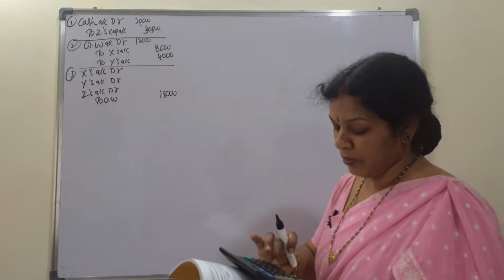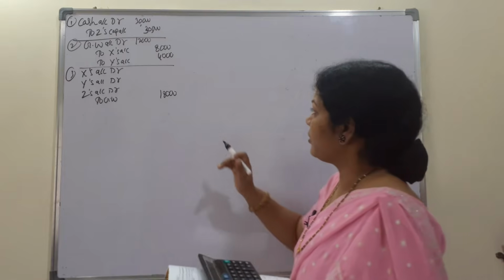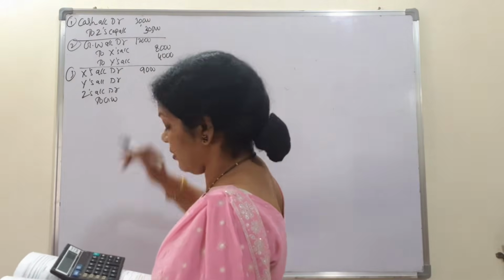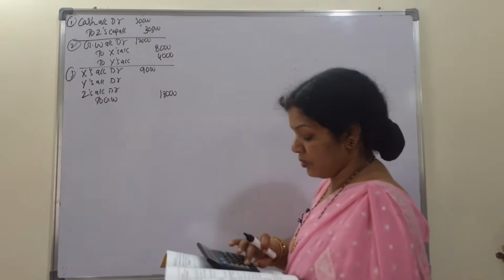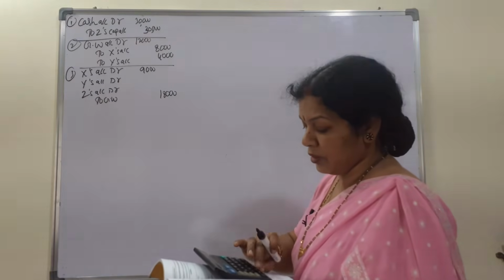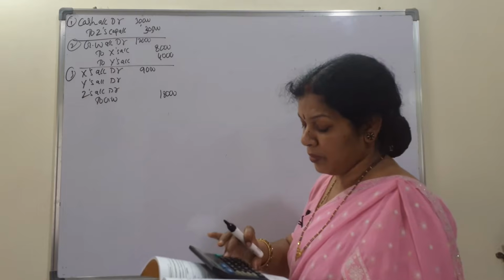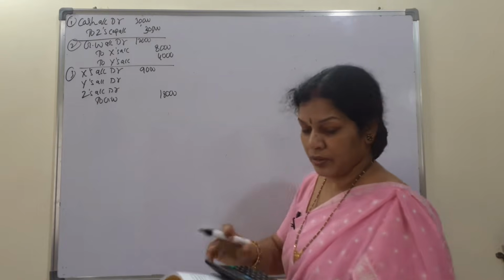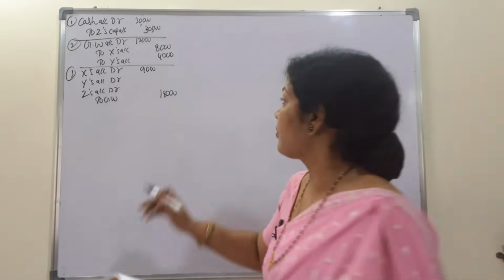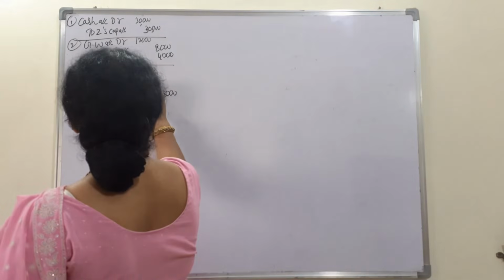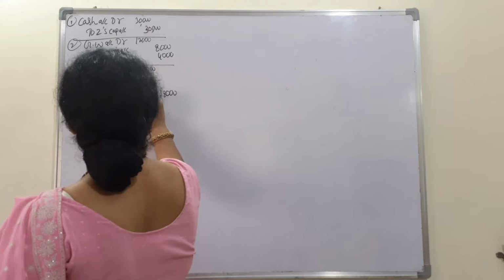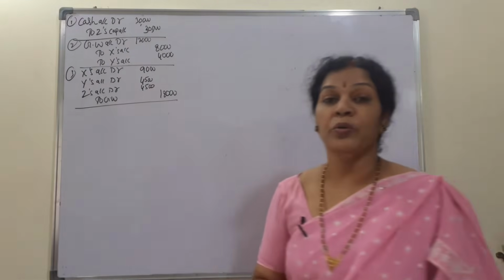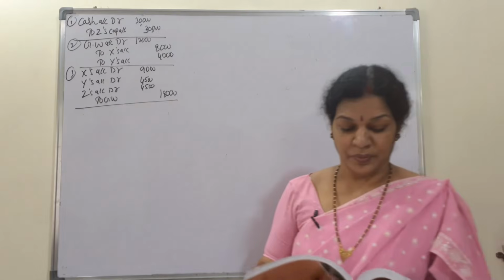18,000 into 2:1:1, 2 divided by 4, it is 9,000. Then 18,000 divided 1 by 4, it is 4,500. So 4,500 and 4,500. Being goodwill written off.